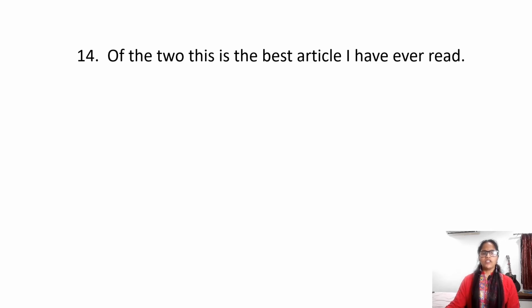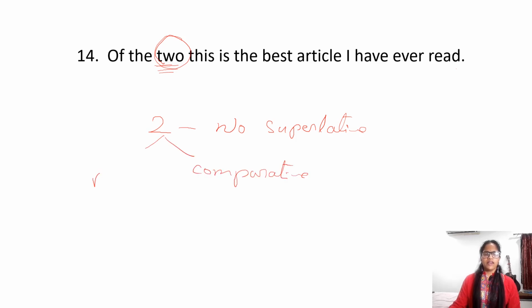Next one, of the two, this is the best article I have ever read. Here comparison between only two. Now when there is a comparison between two, no superlative degree. Okay. Now when you are comparing between two people, either it has to be in comparative form or it has to be in positive form. So we don't have a superlative form when you are comparing two nouns. Instead of the best, we need comparative form of best, and comparative form of best is better. So of the two, this is the better article I have ever read is the correct answer.